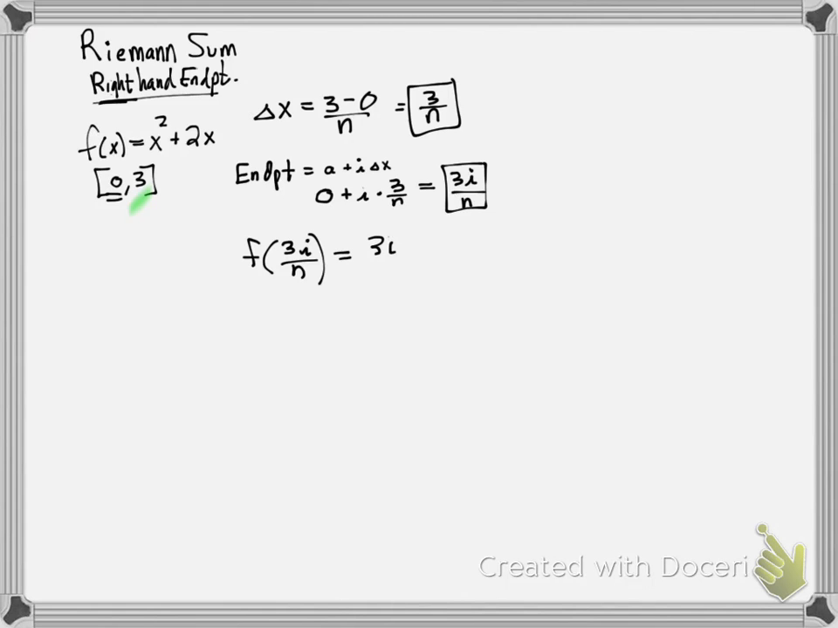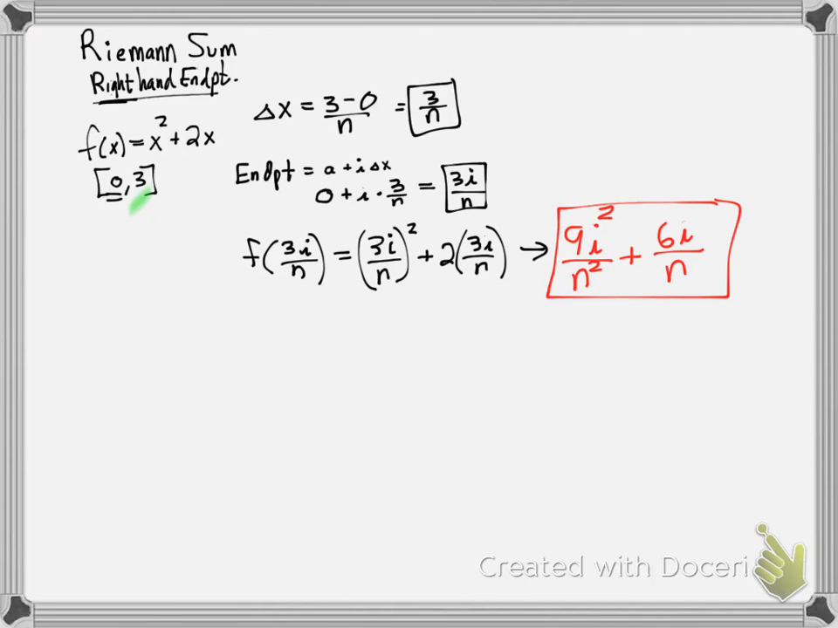So we're going to square that, and we're also going to multiply it by 2. We'll see what we get. And the result is 9i squared over n squared plus 6i over n. So that's the f of our endpoints, which is the height of our rectangle.